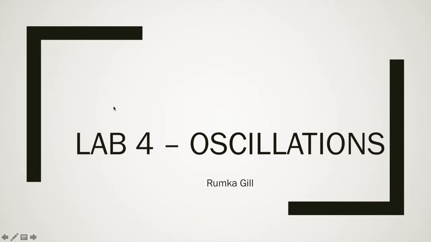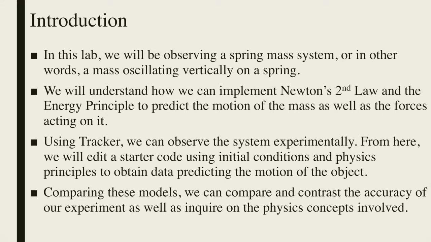Today we will be discussing Lab 4, Oscillations. In this lab, we will be observing a spring mass system, or in other words, a mass oscillating vertically on a spring. We will understand how we can implement Newton's second law and the energy principle to predict the motion of the mass as well as the forces acting on it.